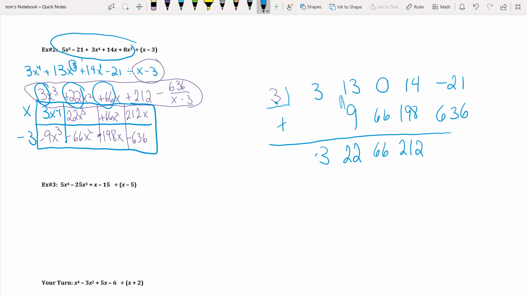And I just realized I made a mistake with my box method because our remainder isn't just 636, but it's 636, whatever it takes to add to negative 636 to get to negative 21. With synthetic, this process is a little bit easier. You're just taking negative 21 and adding it to 636, which I think is 615, which is what I should have gotten over here.